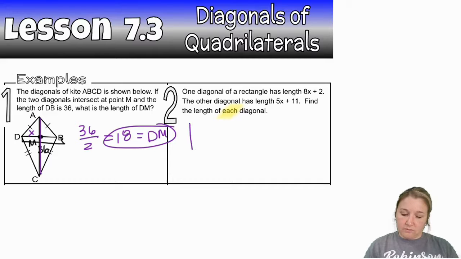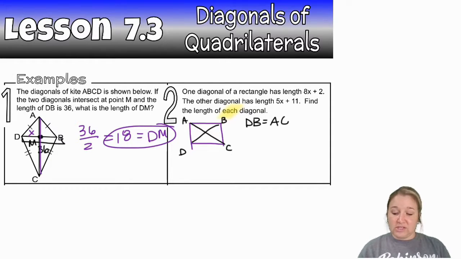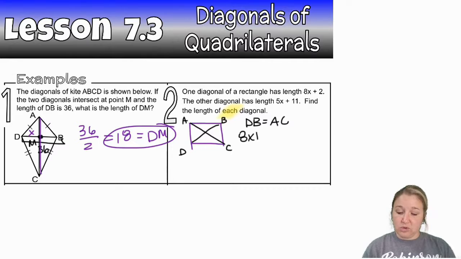So I'm just going to draw this little rectangle here. I know that this diagonal is equal to this diagonal. I'm just going to start labeling this. You don't have to do this if you don't want to, but I know that DB has to be equal to AC, which is 8x plus 2, and then you can flip-flop these because it doesn't tell you specifically, but they're still going to be equal.